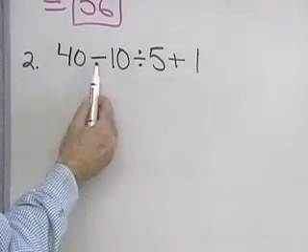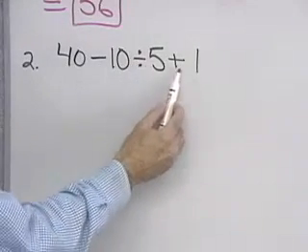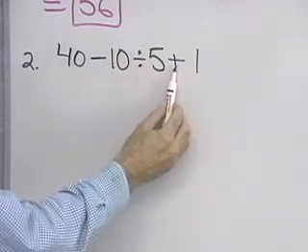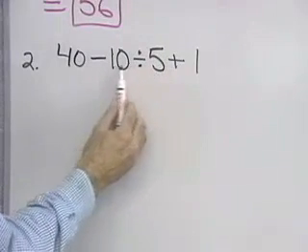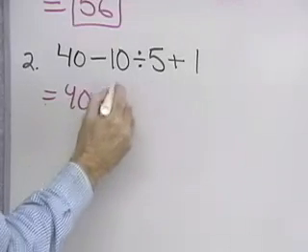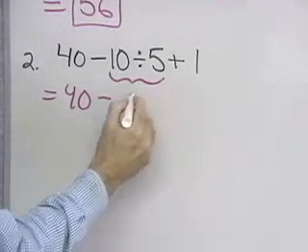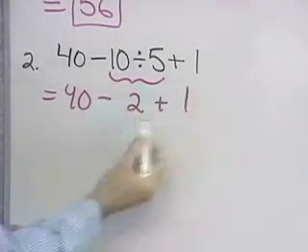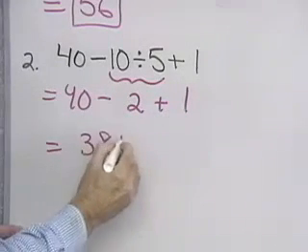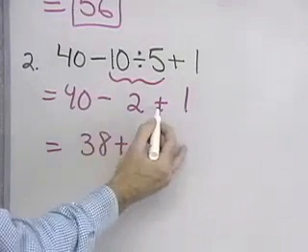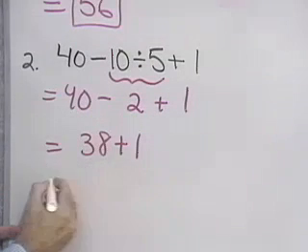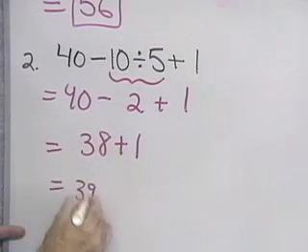Okay, let's look at our next example. We have 40 subtract 10 divided by 5 plus 1. Now I have subtraction, division, and addition. According to my rule for order of operations, I want to do my division first. So this will be 40 subtract, now I'll do 10 divided by 5, which is 2, plus 1. 40 subtract 2 is 38 plus 1. So I'm doing my subtraction and addition just left to right, in the same direction that I read. And 38 plus 1 is 39.